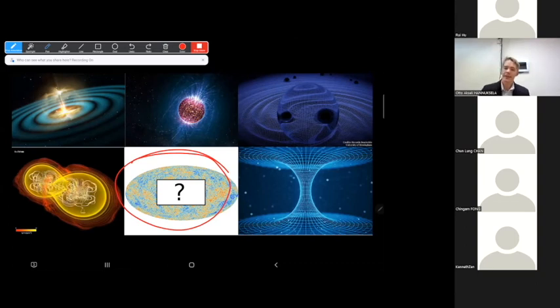A future possibility would be to also have the CMB, but now actually observing it in gravitational waves, so to see the starting moments of the universe in gravitational wave emission. This is a very interesting possibility for the future.